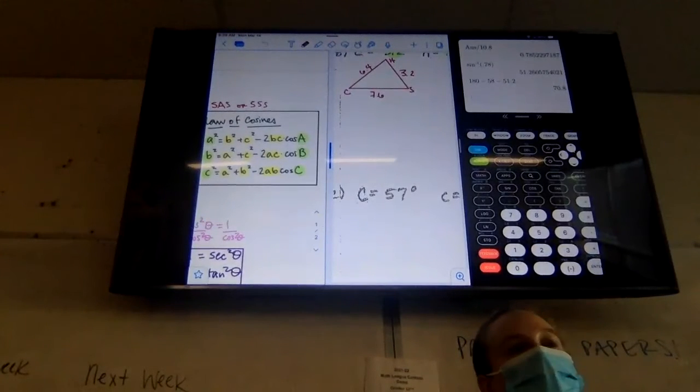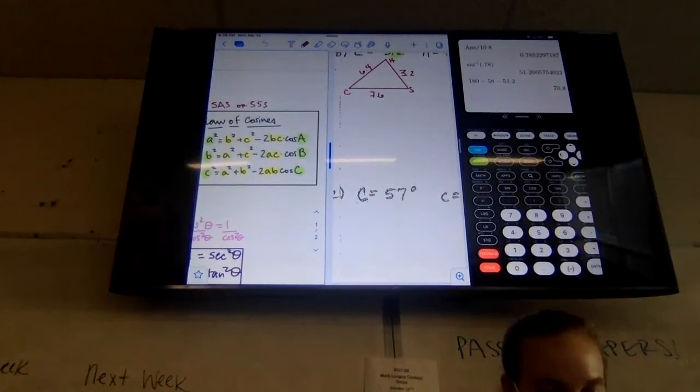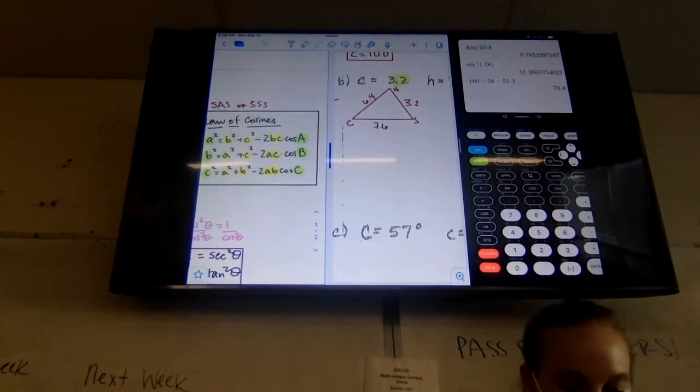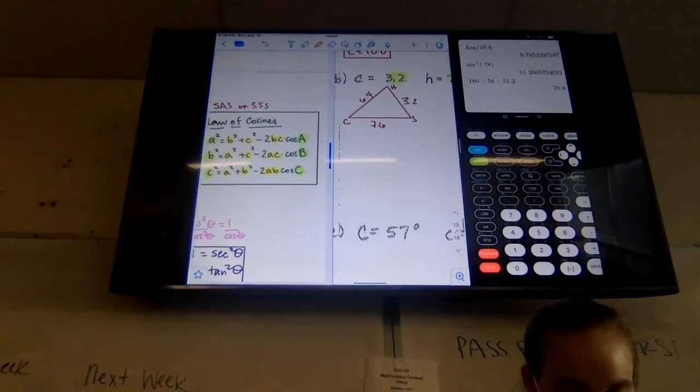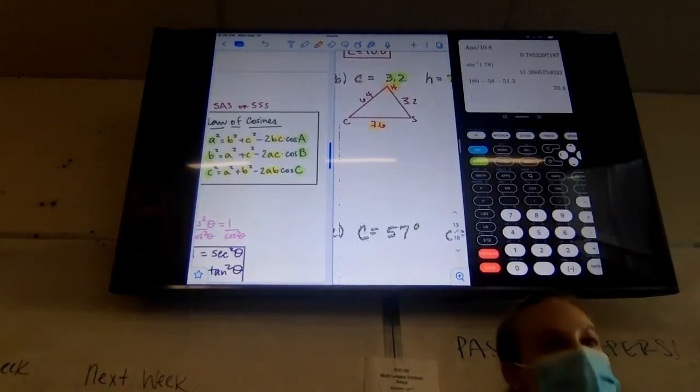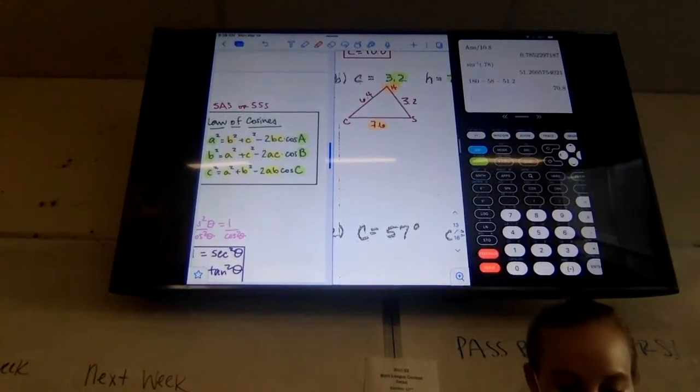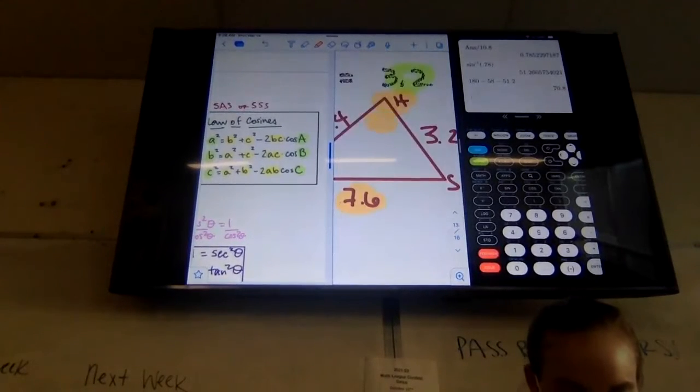But this time we have to find one of the missing angles. So I can find angle C or H or S. And we're going to find angle H just because I feel like it. Does it truly matter? No, you could find angle S or angle C. It does not matter. Just pick one and go with it.